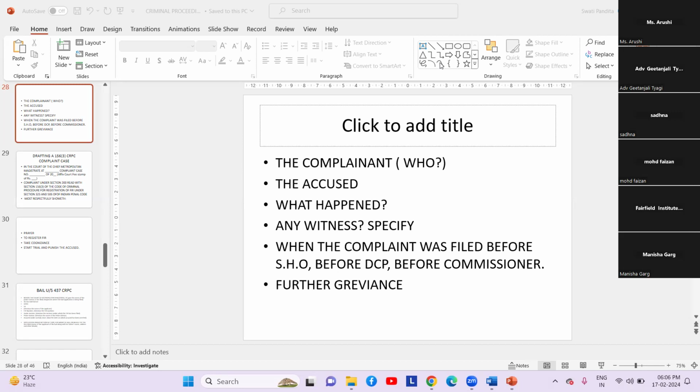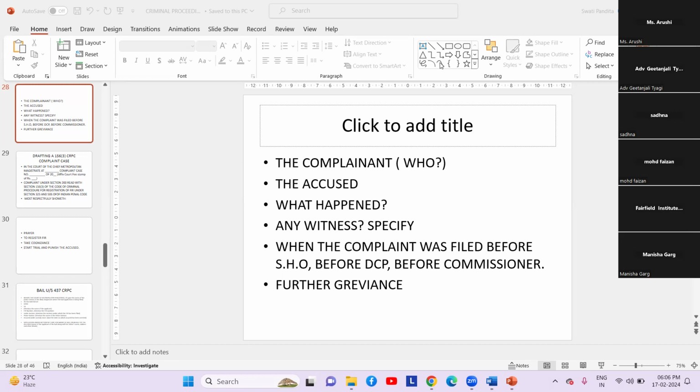Complainant कौन है, who's the accused, what happened, any witnesses. Here you will also specify the witnesses in your draft if you have any. Then when the complaint was filed, आपने कब complaint file की to the SHO, when it was given. If you have sent it through the post, you have to affix the postal stamps and your further grievance.